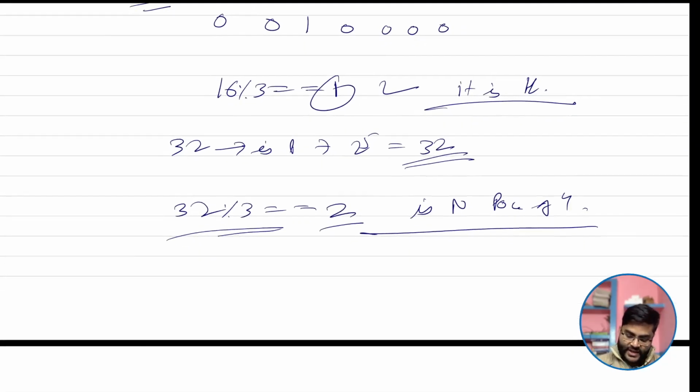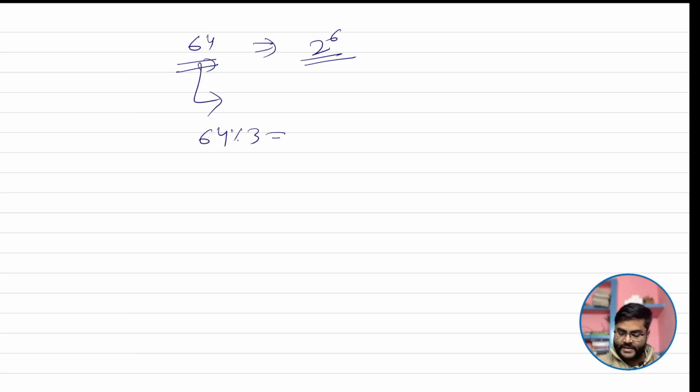Okay. Check for 64. So 64 is a power of 2, right? We can write it as 2 to the power 6. Now check 64 mod 3. 64 mod 3 is nothing but 1. 3 times 21 is 63, right? So it will be 1. So it is a power of 4.